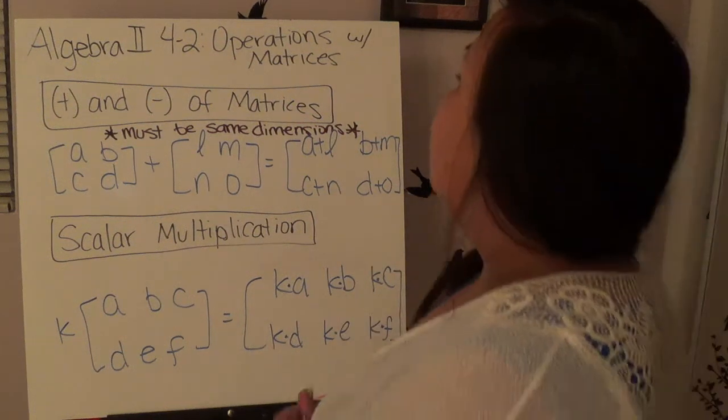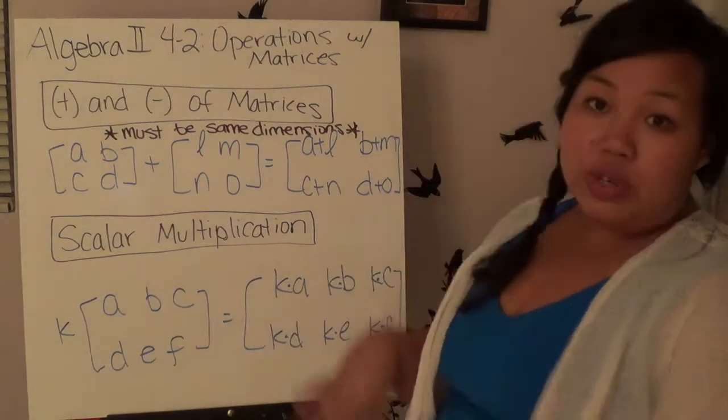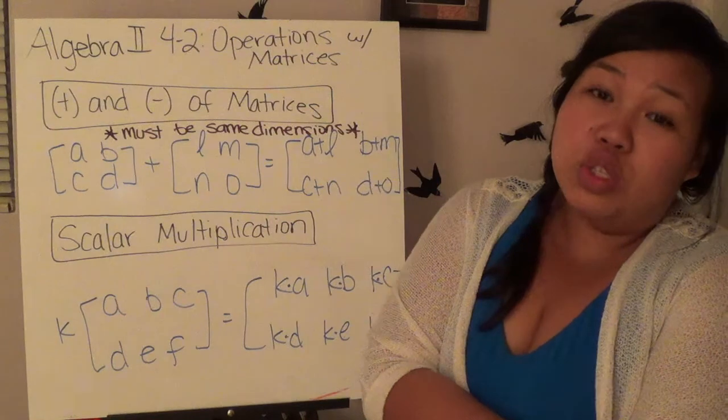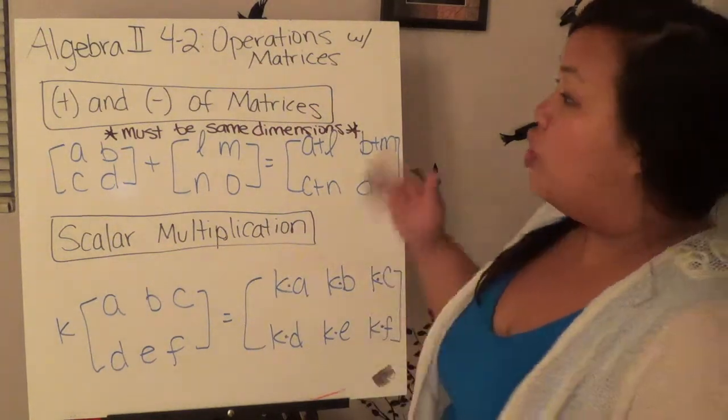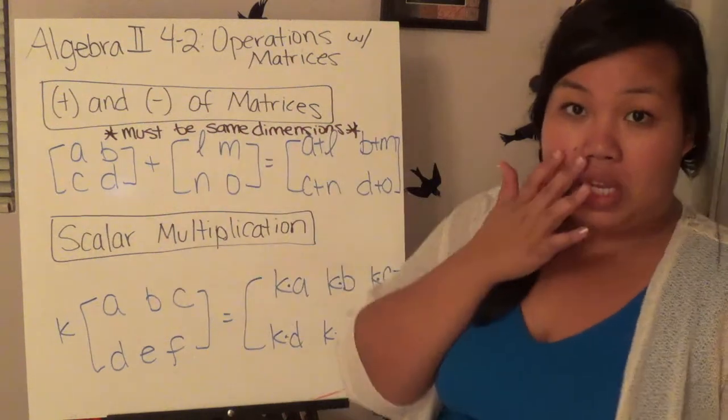In Algebra 2, Section 4.2, we're dealing with operations with matrices. Now we're dealing with the easy ones first, and then we're going to go into the difficult ones. And the difficult ones are multiplying two or more matrices together. So first we're going to tackle the easier ones, which are adding and subtracting matrices and scalar multiplication.